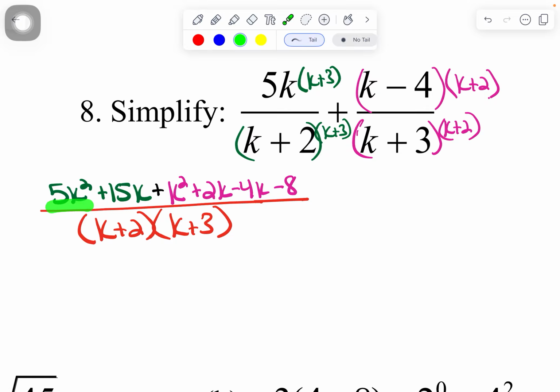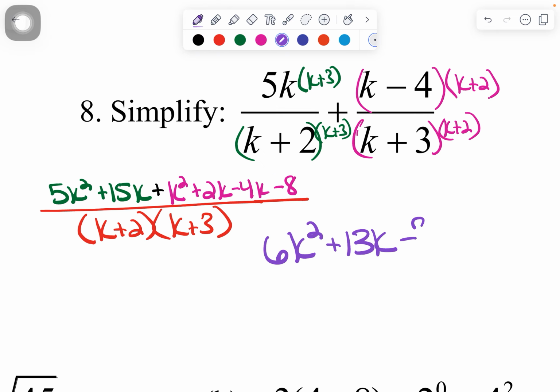I've got 5k squared plus a k squared. That is going to be 6k squared. 15k plus 2k is 17k. 17k minus 4k is going to be 13, so plus 13k. And the random negative 8 at the end, so minus 8.